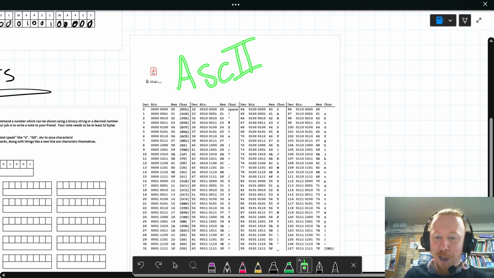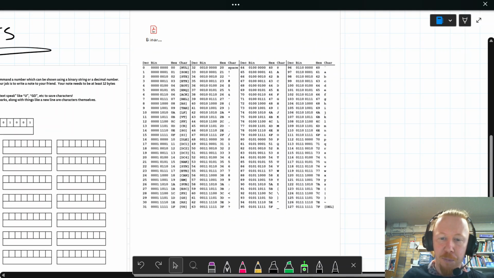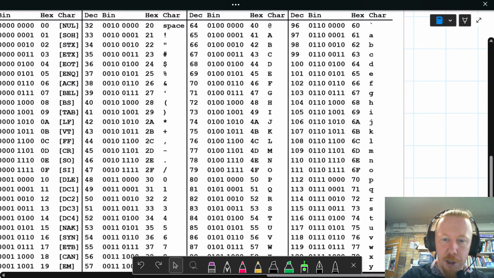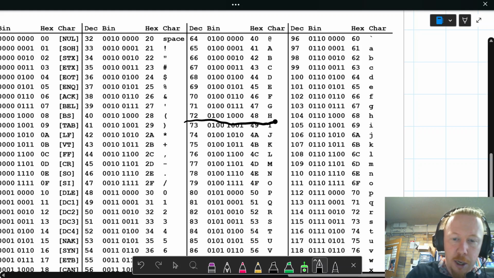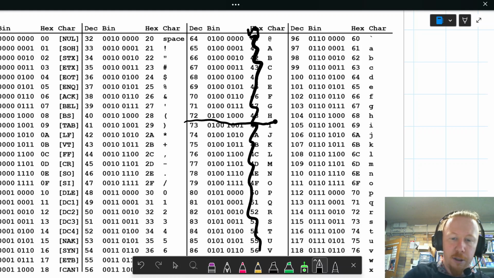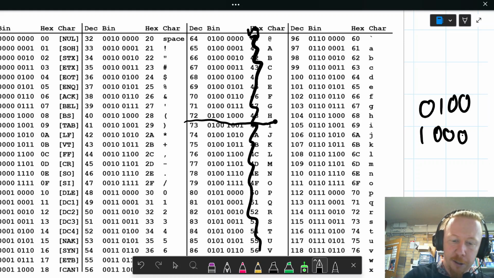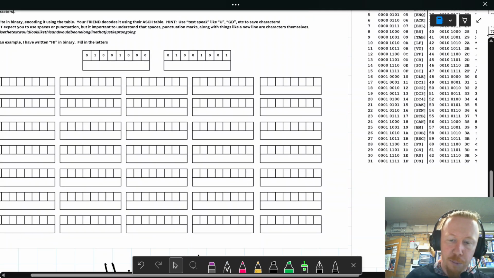And these are still used, by the way. This is only half an ASCII table. We're going to look for our capital H. So I'm going to zoom in. Where is my capital H? Oh, it is number 72. And I write that. Do not worry about the hex for now. My capital H is written 0100 1000. Cool.